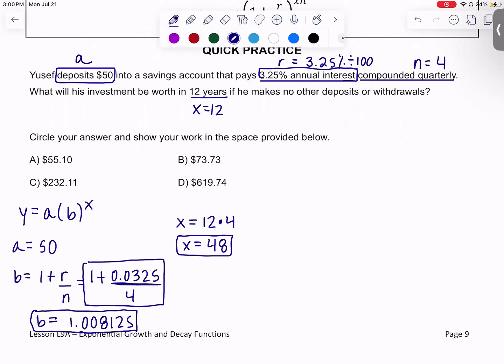Again, it's not 3.25% 12 times. That would be 1.0325 to the power of 12. Here, it's 3.25 divided by 4, and then that is added to 100% or added to 1. That new B value is raised to the power of 48 because that's going to happen 48 times. It's smaller than 3.25, but it's applied more times than what it would be if it wasn't compounded.